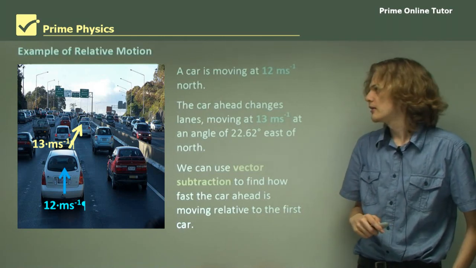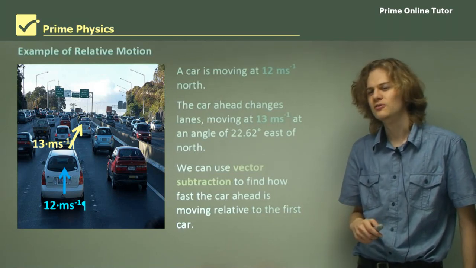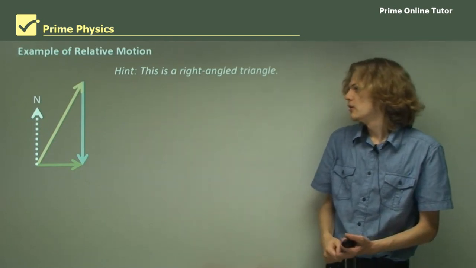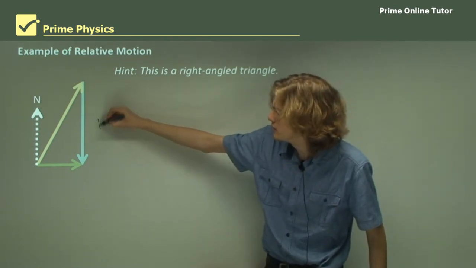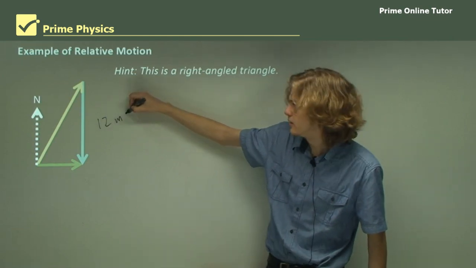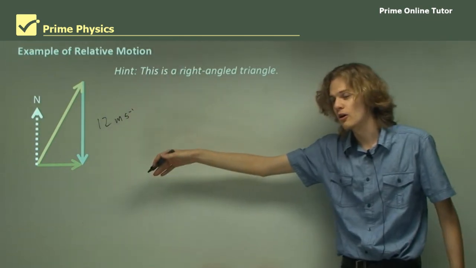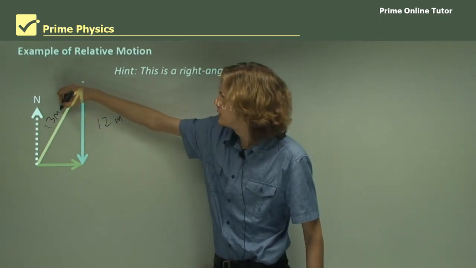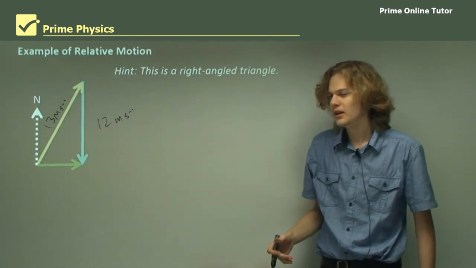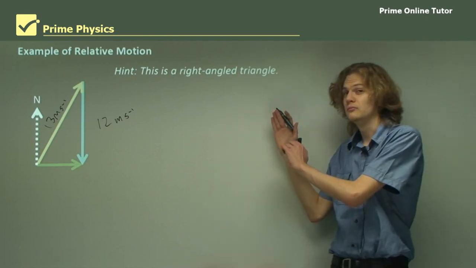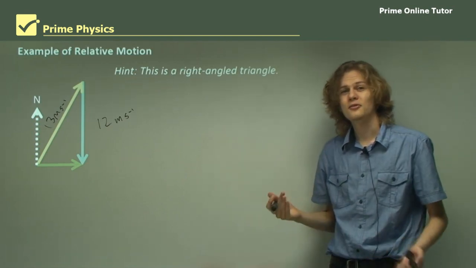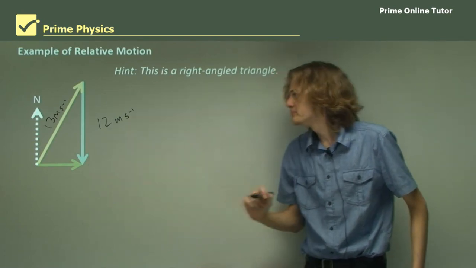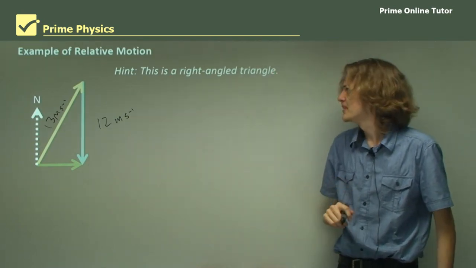So let's take a look at the vector subtraction of that. Here we have our triangle. We have the 12 meters per second being subtracted, meaning it's pointing in the opposite direction that the car was moving. And we have the 13 meters per second up in this direction. Now just a hint, this is a right-angled triangle. It's in fact a Pythagorean triplet, which means that this bottom number is an integer. It's very useful for us.